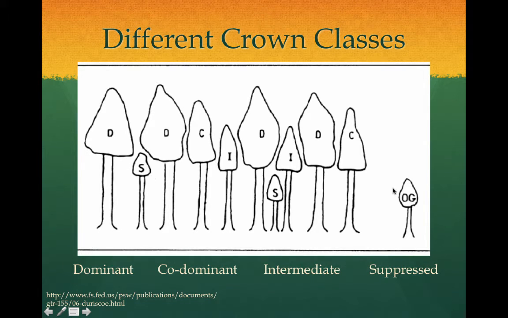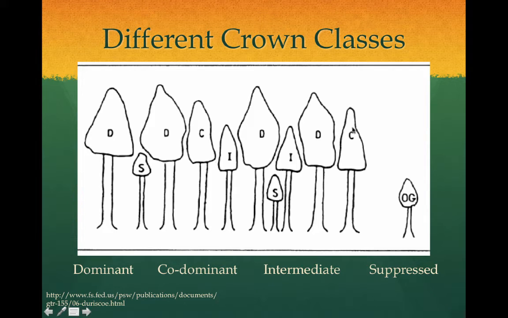This other category is open grown, and we can think of that as something that is free to grow. It's not interacting with other individuals. So think of oak savanna, those very open oaks. That would be something that's open grown. Or as you walk around campus, any of the trees that are planted on campus, those are open grown trees.